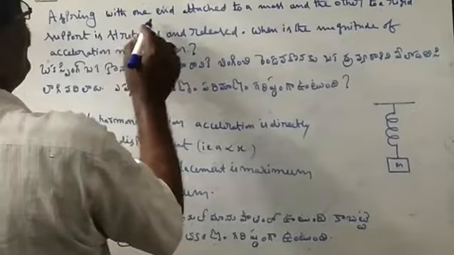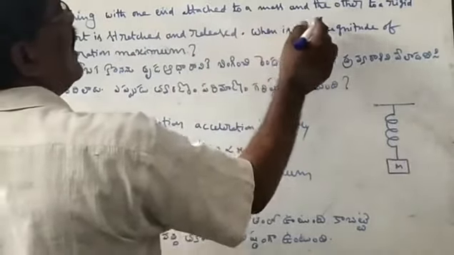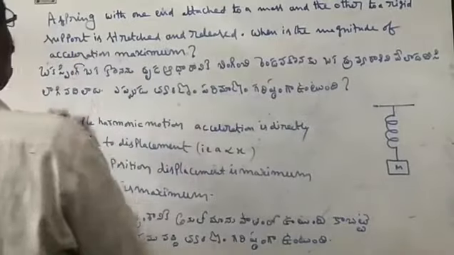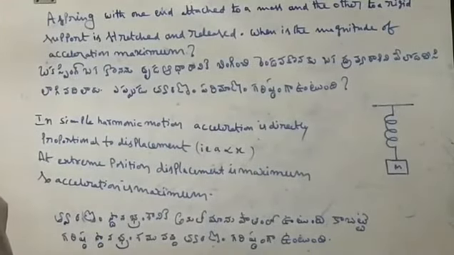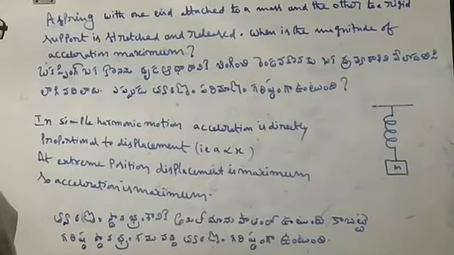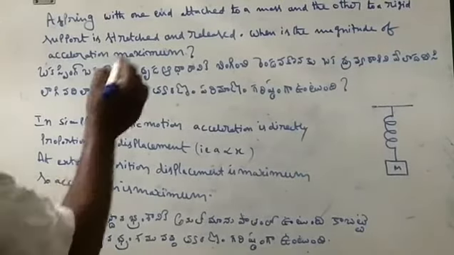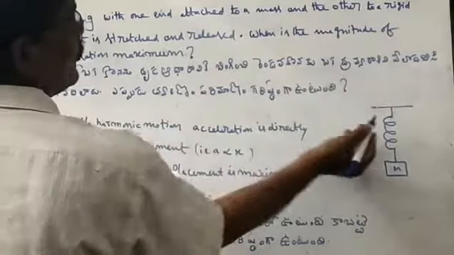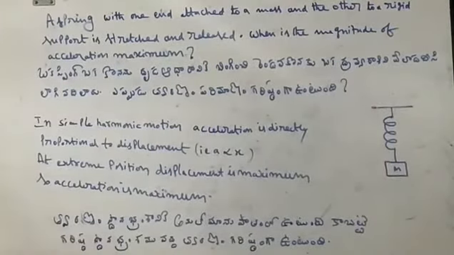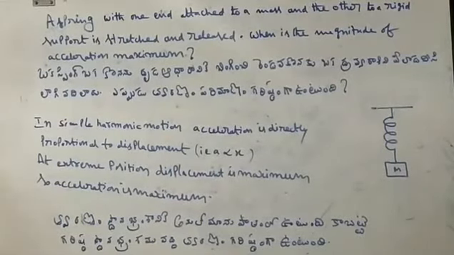A spring with one end attached to a mass and the other end to a rigid support is stretched and released. When is the magnitude of acceleration maximum?